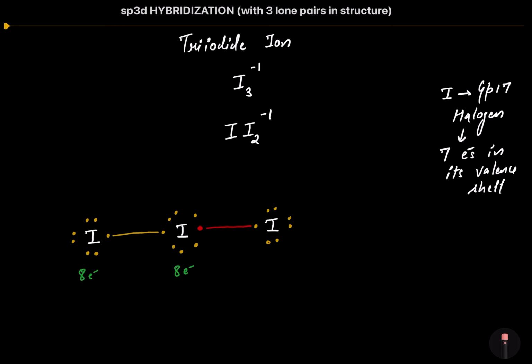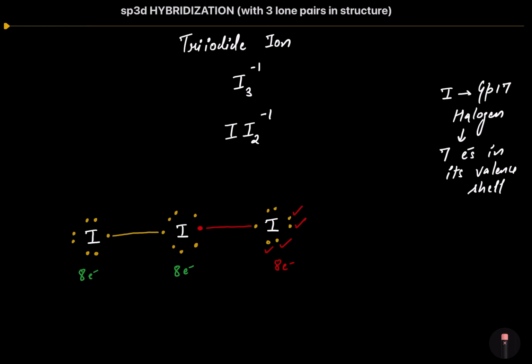Now let's count the number of valence electrons for the third iodine after the formation of one bond with the extra electron of the second iodine. That's the first electron, second, third, fourth, fifth, sixth, seventh, and the eighth. So that means third iodine has also attained 8 electrons in its valence shell after the formation of one bond with the extra electron of the second iodine.